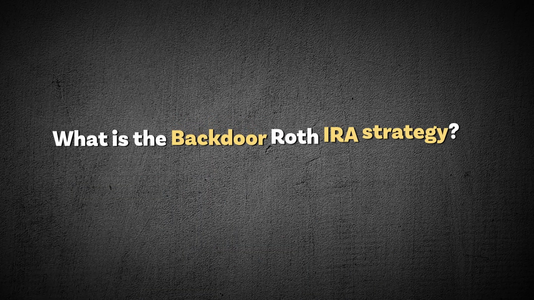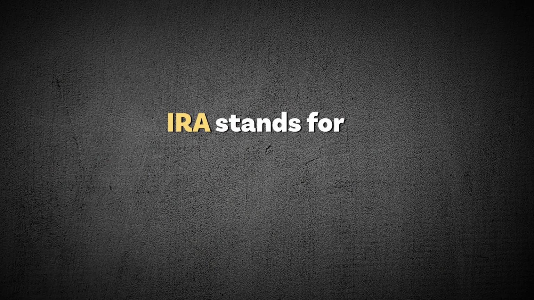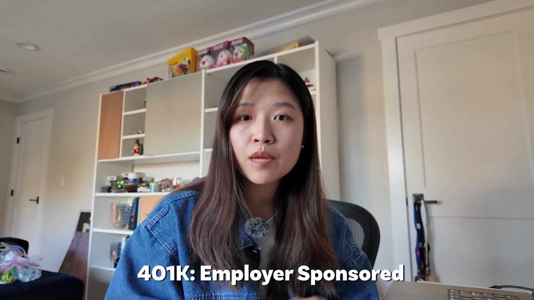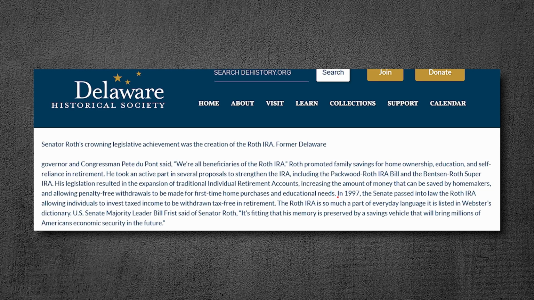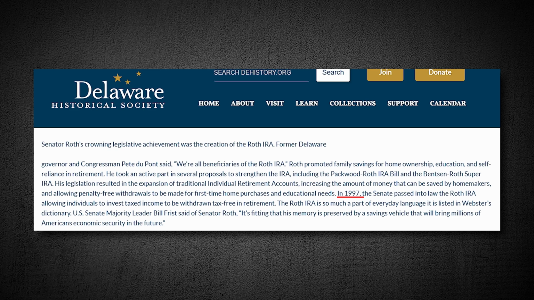Okay, so before I jump into the screen recording, I just want to do a quick recap on what the backdoor Roth IRA strategy is. If you're already familiar with this, feel free to jump to the next section, but if you aren't, please keep on watching. IRA stands for Individual Retirement Account, which differs from a 401k, which is an employer-sponsored retirement plan. The name Roth originally came from Senator William Roth, who first introduced this concept in 1997, which is a brand new way of saving for retirement. It differs from a traditional IRA.